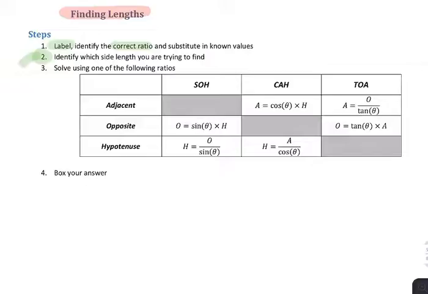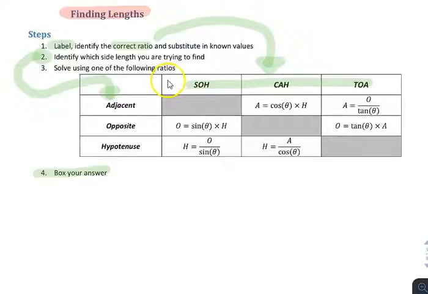Step 2 says identify which side length you're trying to find. Now the table that I have here will help you with what formula to use. The side length you're trying to find is going to be one of these three, and the ratio that you're using is one of these three. So this is how you get a formula to find the side lengths.